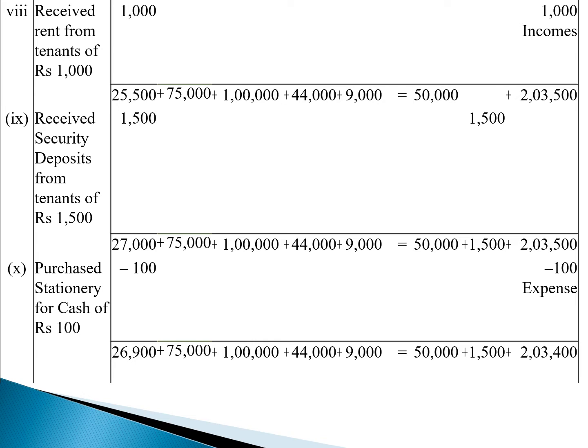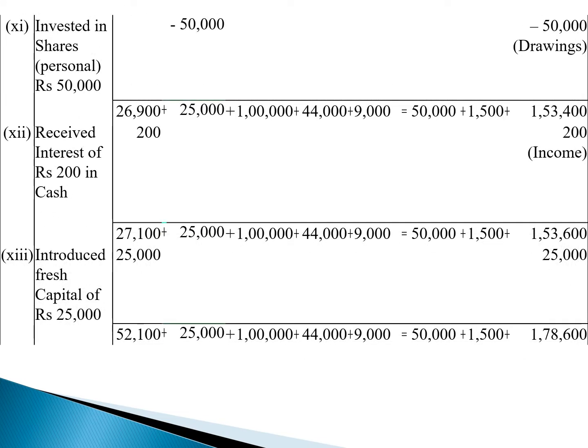The next transaction, stationery purchase for 100 rupees. So 100 rupees is reduced from cash and also from capital as expense. Now the 11th transaction is invested in shares, that is personal. So 50,000 is reduced from bank and the same 50,000 is reduced from capital as drawings. Next transaction, interest received. So 200 is added in cash and it is also added in capital as income.